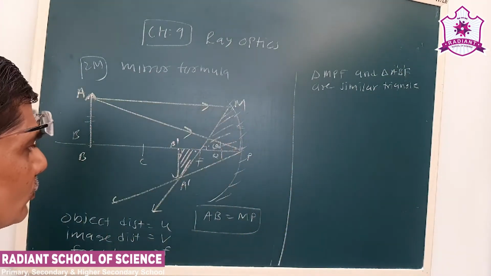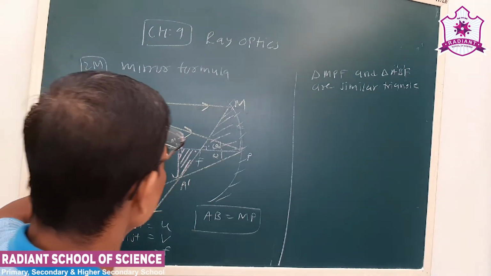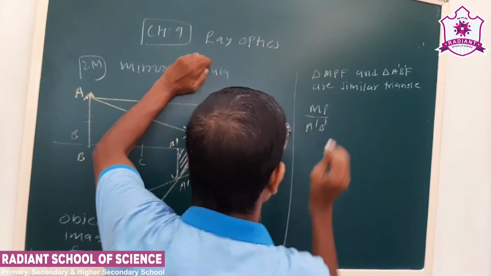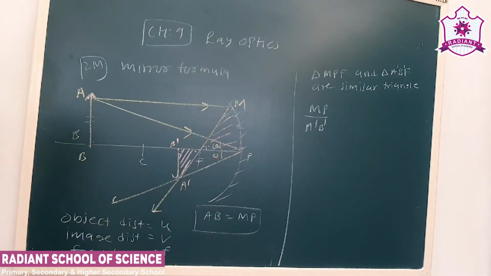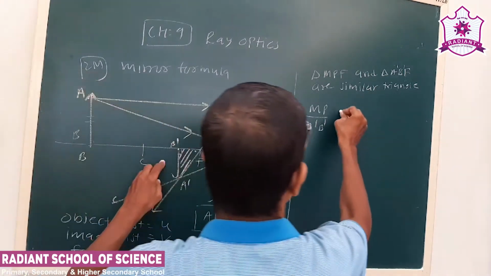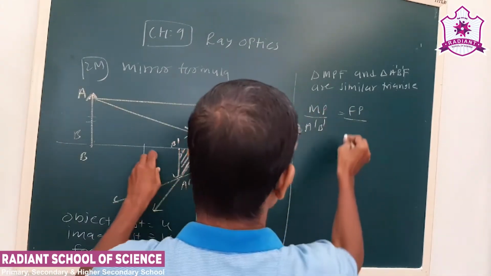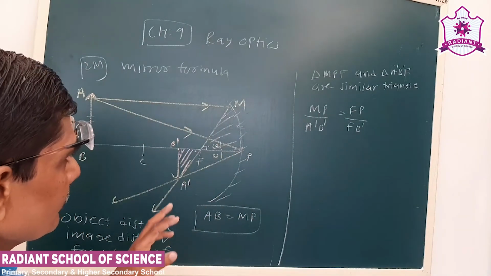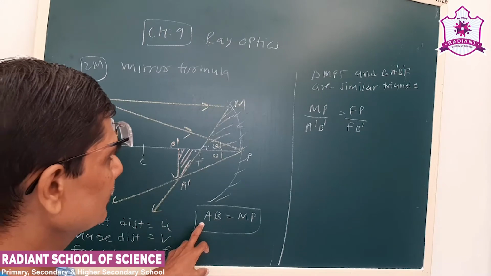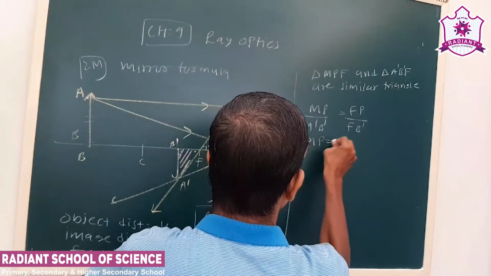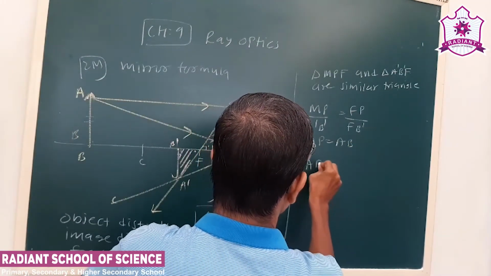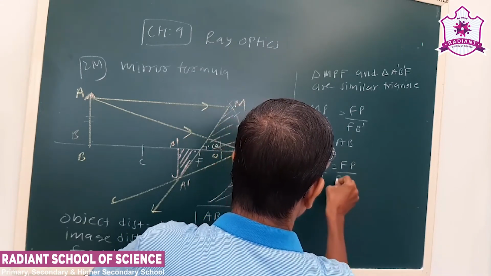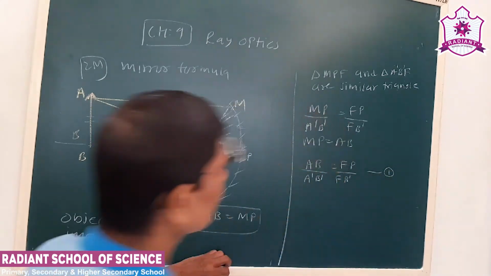The sides are in proportion, or in the ratio. So in that case, we can say MP upon A'B' is FP upon FB'. Now MP is equal to AB, that we have seen just now. So we can write AB upon A'B' is equal to FP upon FB'. Let us say this is equation number 1.